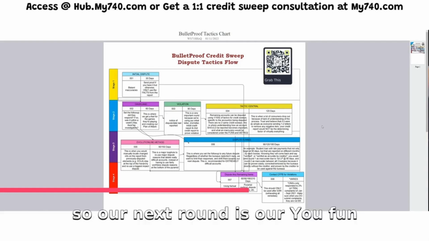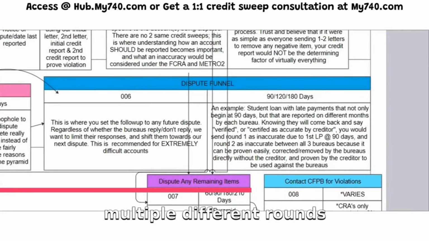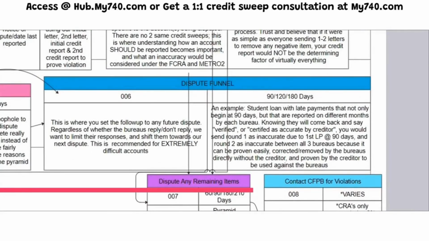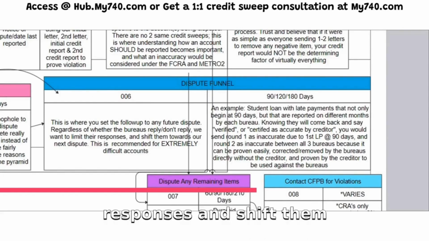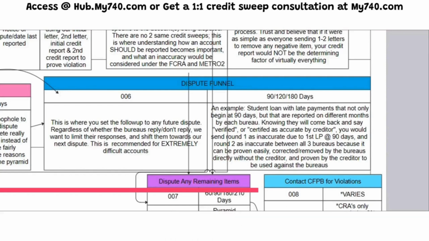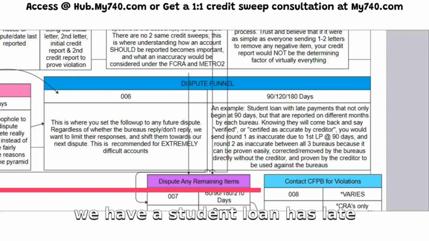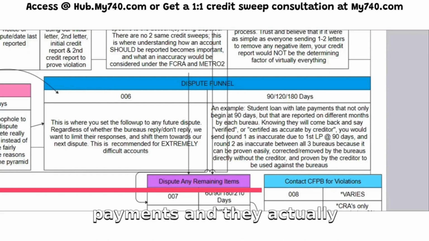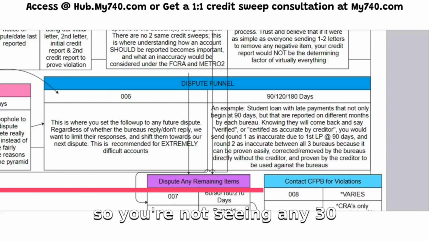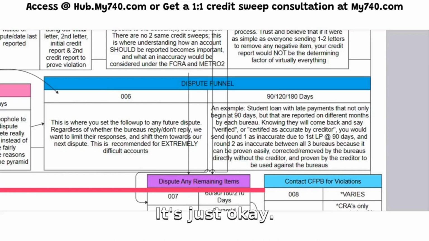Okay, so our next round is our dispute funnel, and this encompasses multiple different rounds within this tactic. This is where you're actually going to follow up to any future dispute, regardless of whether the bureaus reply or don't reply. We want to limit their responses and shift them towards our next dispute. This is also recommended for extremely difficult accounts. So as an example, right, we have a student loan, it has late payments, and they actually begin at 90 days. Okay, so you're not seeing any 30 or 60-day late payments. It's just, okay, 90 days late. But they're reported on different months by each bureau, right?